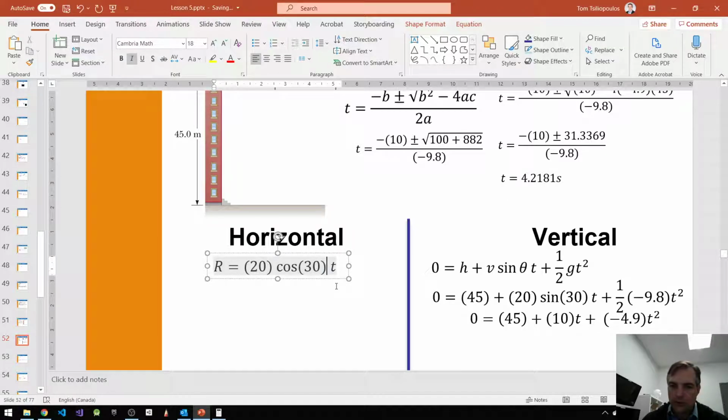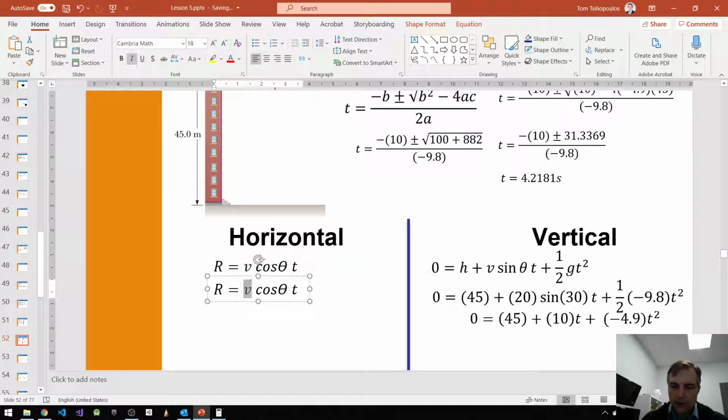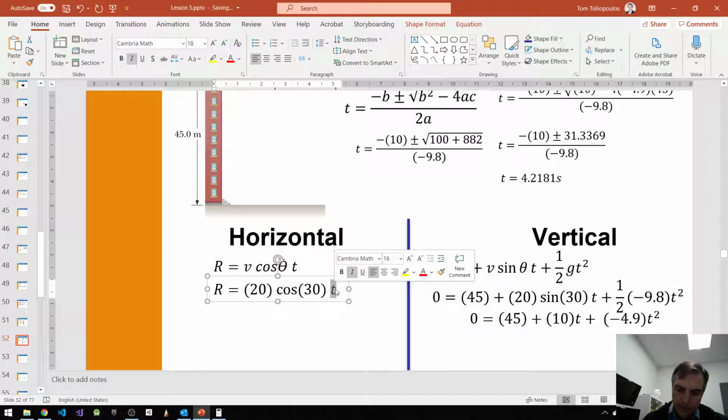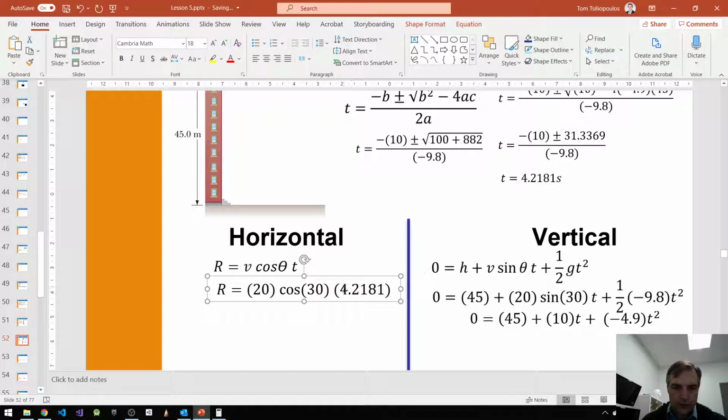And we also know, actually, let me just do it one more time, guys, just so that you have the entire thing here. You can probably figure this out, but I want to make sure that it's all recorded nicely for you. Again, this is 20. This is cos of 30. And this t is this t value right here. Right? So, how long does it take before it hits the ground? 4.2181 seconds. That is what we need to figure out here. So let's try and figure this out.